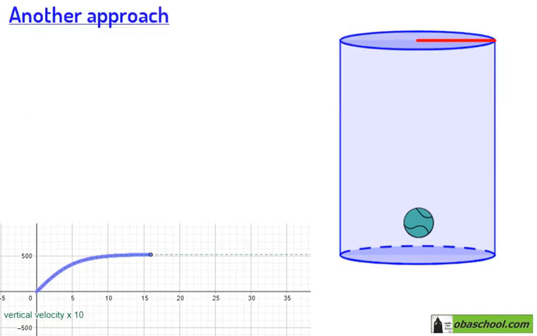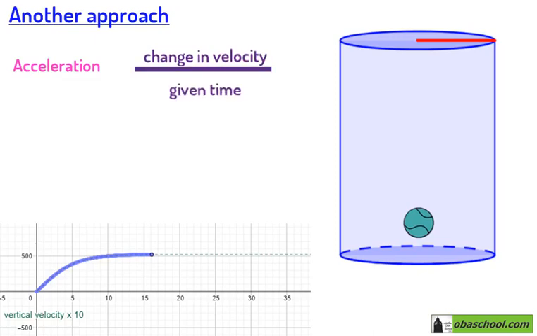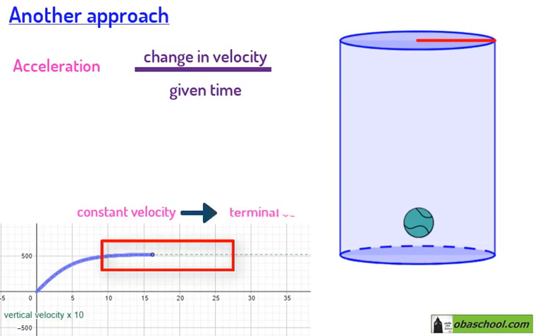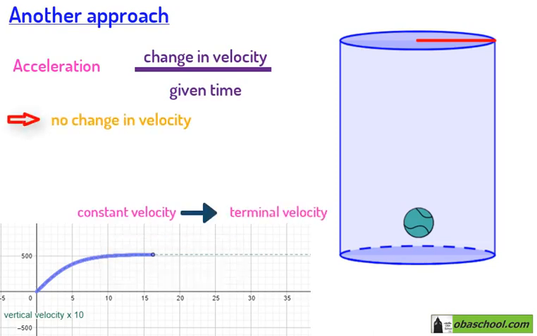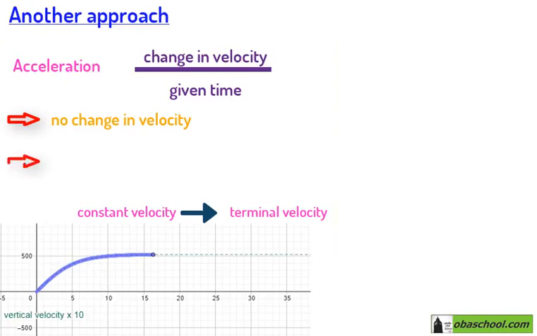Also, another approach for the zero acceleration is that, depending on the definition of acceleration, acceleration is the change in velocity over a given time. And since the velocity is constant, it's the terminal velocity, there is no change in velocity as time passes, and this gives a zero change in velocity, hence zero acceleration.